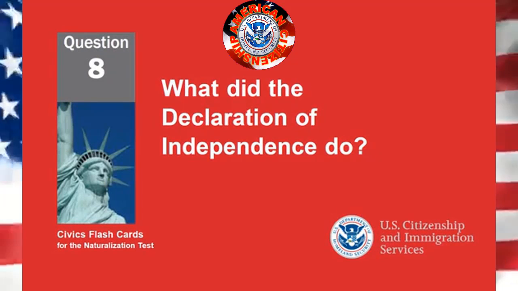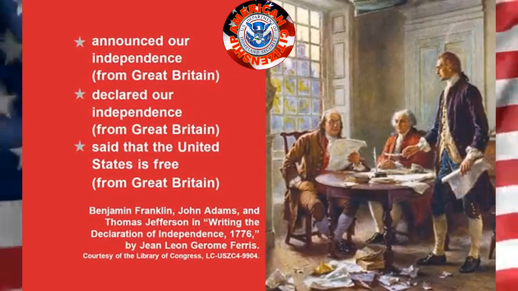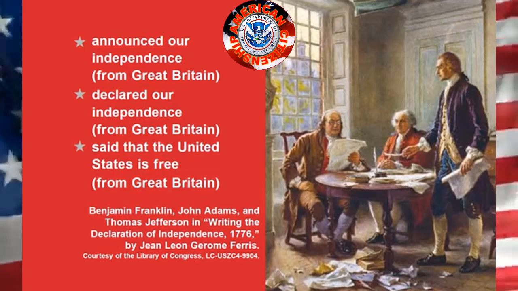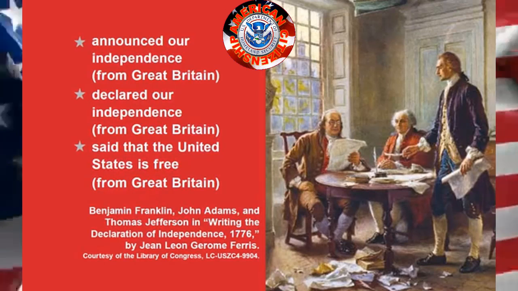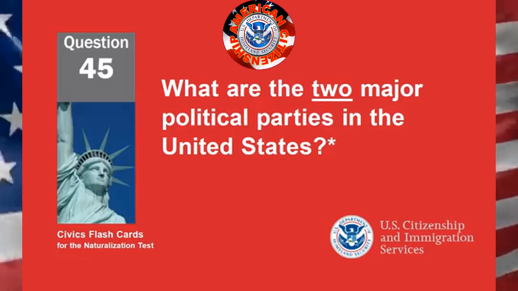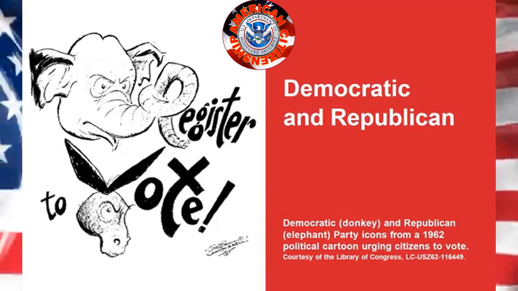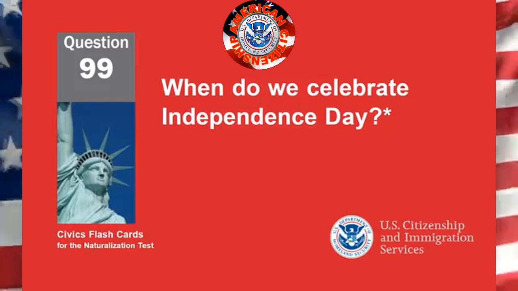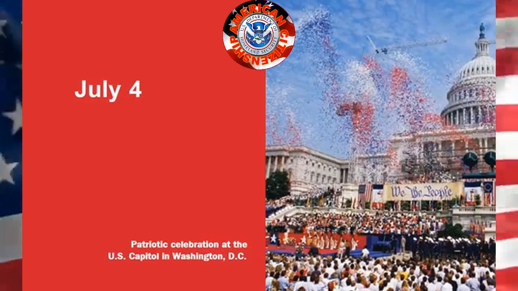What did the Declaration of Independence do? Announced our independence from Great Britain, declared our independence from Great Britain, said the United States is free from Great Britain. What are the two major political parties in the United States? Democratic and Republican. When do we celebrate Independence Day? July 4th.